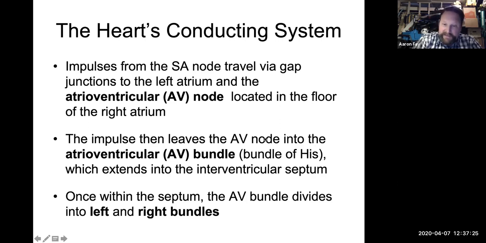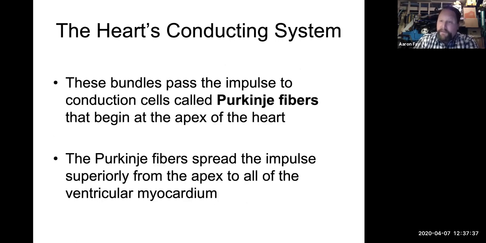The old term for this is bundle of His. And the bundle of His is going to run in that interventricular septum, and it will split into two bundles, a right bundle and a left bundle. Those bundles will then split into structures called Purkinje fibers, and the Purkinje fibers are going to continue that action potential in the ventricular wall.